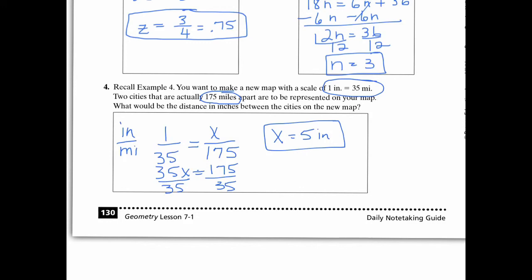Then for 2, 3, and 4, it says find the actual dimensions of each room. The dimensions means the length and the width, okay? And so you're going to have 2 answers for number 2, the length and the width. And you're going to have 2 answers for number 3 and 2 answers for number 4. So jot down a little note there to remind yourself you need 2 answers on each of those, the length and the width.